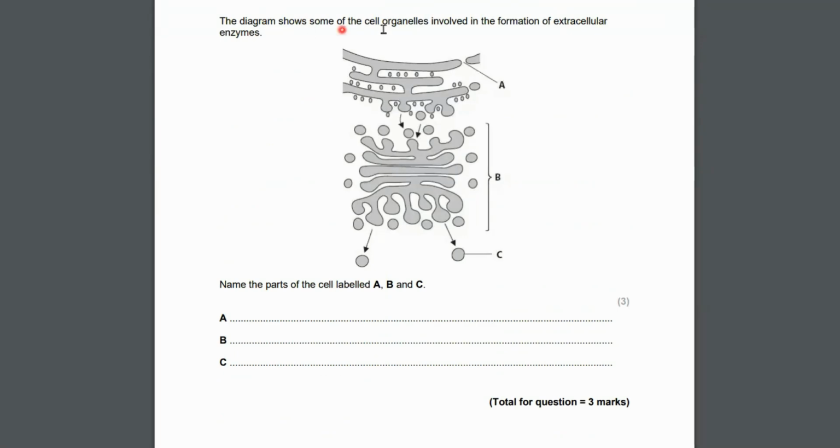Okay, question 11. The diagram shows some of the cell organelles involved in the formation of extracellular organisms. Name the parts A, B, and C. Well, you can see that we've got the RER up there because you can see the little ribosomes stuck to the membrane of the RER, which is a fluid-filled sac. However, it's also attached to the nucleus, so that's a nuclear pore at A. That's where the mRNA will come out and leave the nucleus. So we've got a nuclear pore.